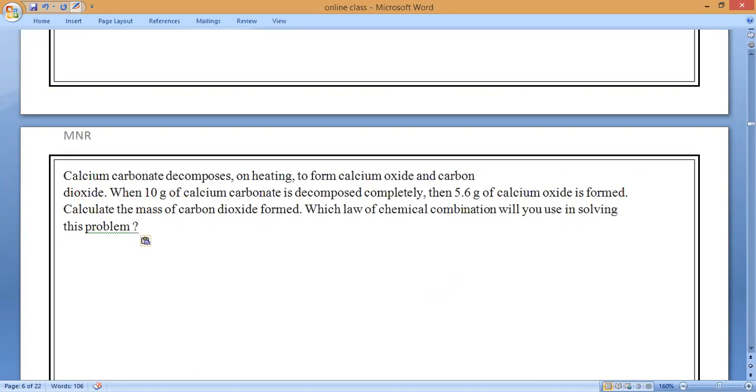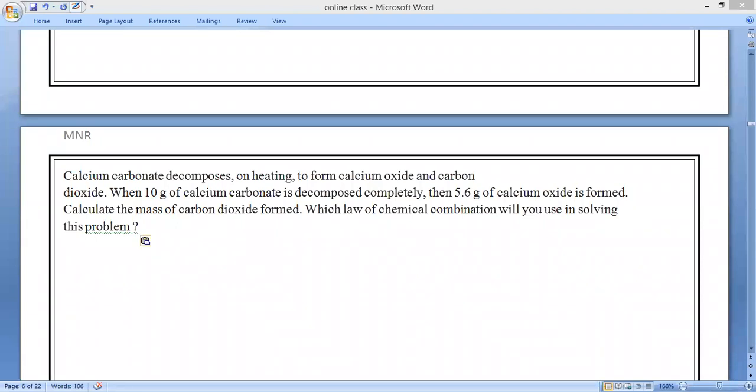Calcium carbonate decomposes on heating. It will form calcium oxide and carbon dioxide. This is the reaction I already taught you. They are saying now that 10 grams of calcium carbonate is decomposed completely. Your answer is 4.4. Yes, very good, Omar. So 4.4 grams. All of you, solve this first. Write the question. See what they are saying.